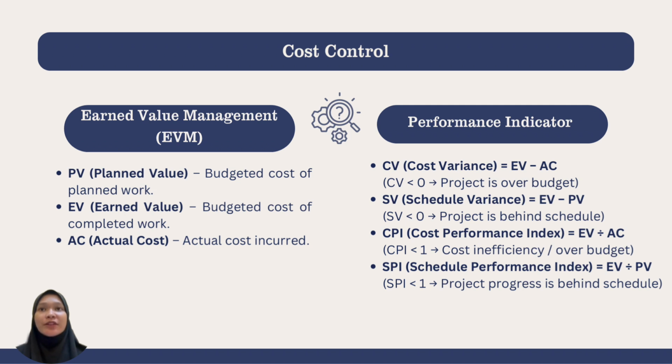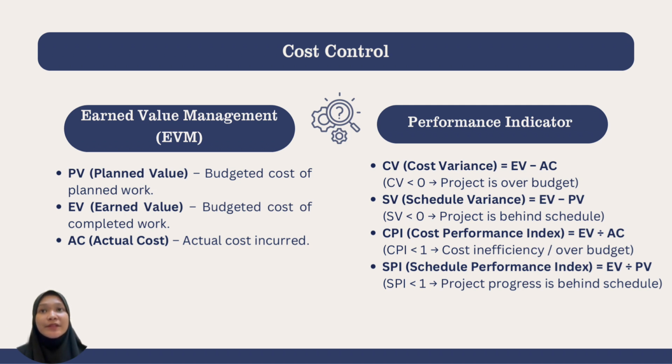Next, I will explain the cost control process used in our restaurant management system project. Cost control is important because it helps monitor project expenses and ensure that the project remains within the approved budget. It also helps manage any change that may affect the project's financial performance. To control project costs, we use Earned Value Management, or EVM. EVM is a project management technique that measures both cost and schedule performance.